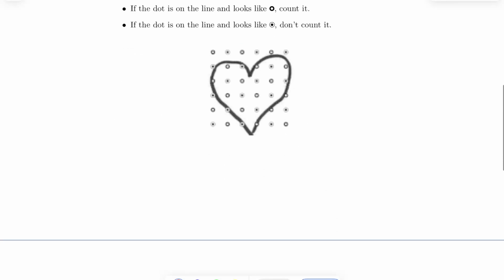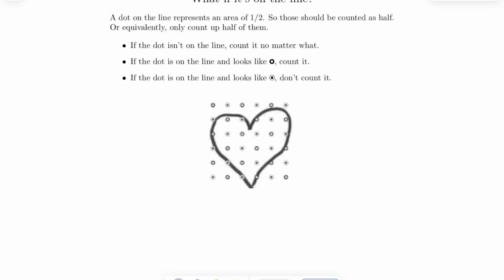So this is a slightly fancier arrangement of dots. You will see half of the dots look one way and the other half look the other way. So when you are counting here, the difference between the two dots is only about whether it's on the line or not. This type of one, if it's on the line, I'm going to count it. This type of one, if it's on the line, I don't count it. That's what all of these words say. And if it's not on the line, you always count it.